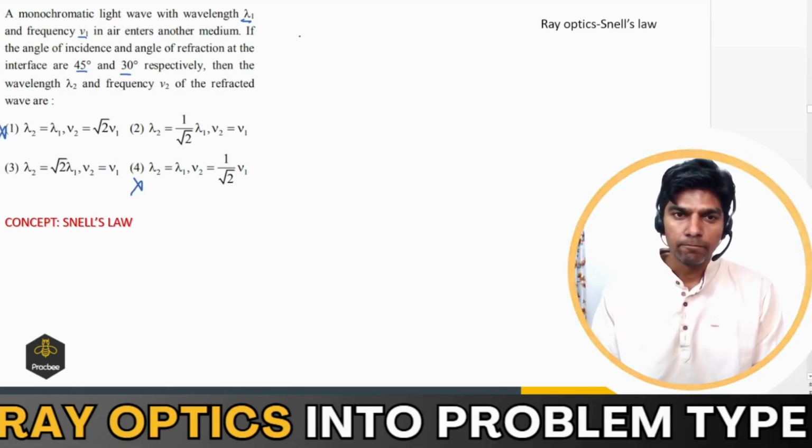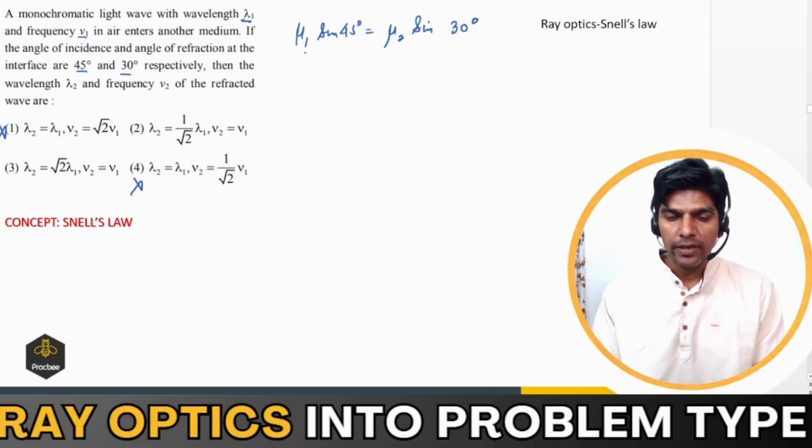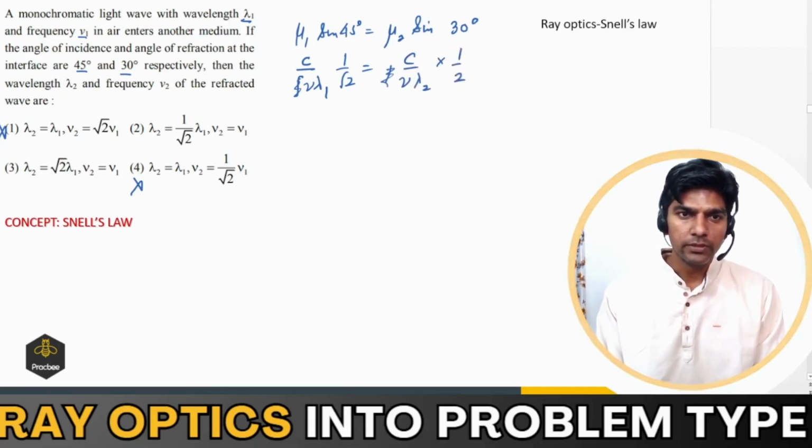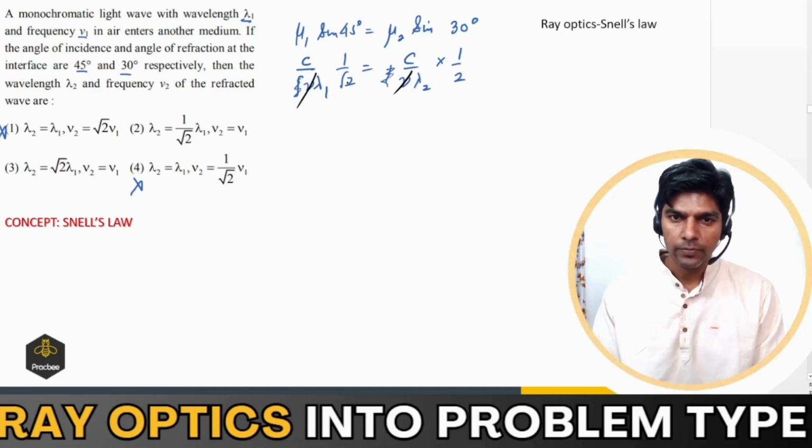So we can say mu 1 sine 45 is equal to mu 2 sine 30 by applying Snell's law. And mu 1 can be written as c divided by the velocity, and velocity can be written as frequency times the wavelength. So times 1 by root 2, and mu 2 can be written as c divided by frequency times the wavelength, and sine 30 is 1 by 2. So from this, frequency will get cancelled out, c will get cancelled out, and we have to find lambda 2.